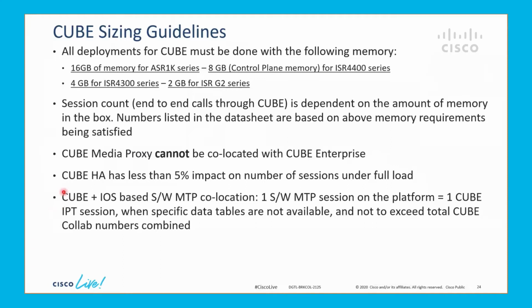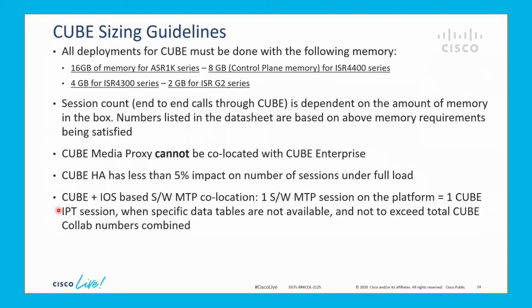Q plus iOS XE based software MTP colocation: generally, if the numbers are available, go ahead and use them. In case for a certain platform the iOS XE based software MTP colocation numbers are not available, what you can do is equate one software MTP session on the box to one Cube IP telephony session, which is the Cube collab calls.